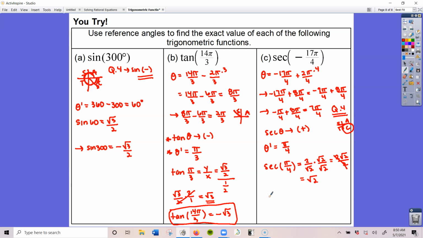Now we write down our final answer. The secant of negative 17 pi over 4 is going to equal, and it's positive, so positive square root of 2. And this would be my final answer. And that's evaluating trigonometric functions on the unit circle.